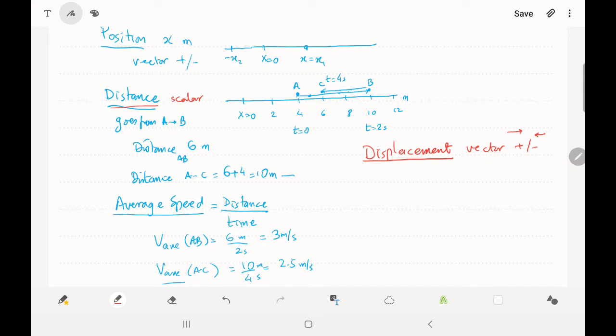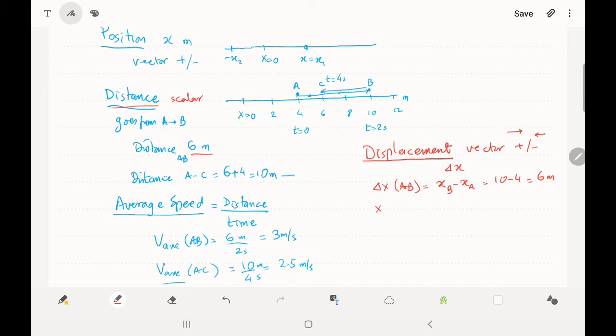Now we look at the same 3 points, A, B, and C. So the displacement is written as a delta x, and the delta x, the displacement from A to B, would be x at B minus x at A. So that's going to be 10 minus 4, which is going to be 6 meters, which is the same as the distance in this case.